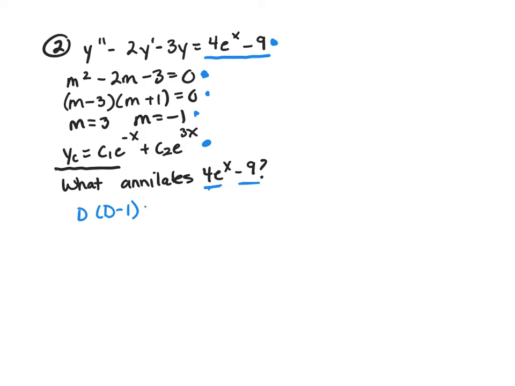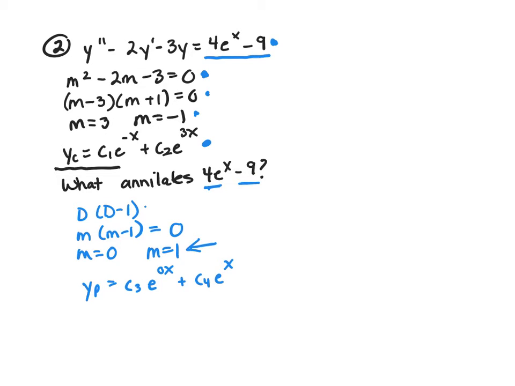If you find your auxiliary equation, which is m minus 1 equal to 0, you get m equals 0 and m equals 1. Always look back and see if either one of these roots showed up in the y sub c. If it did, you would have repeated factors and you'd have that variable x. Remember that? But it doesn't. So my y sub p is going to be c3 e to the 0x plus c4 e to the 1x. And that's y sub p equals c3 plus c4 e to the x.